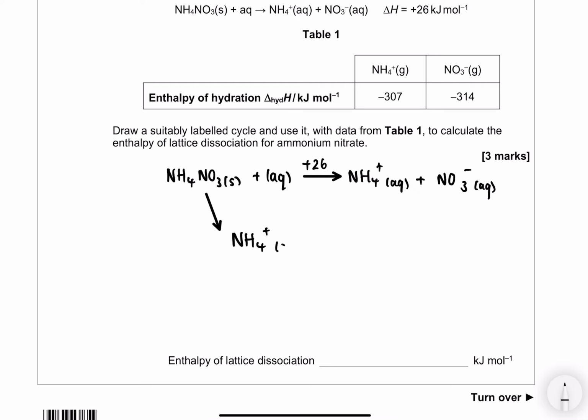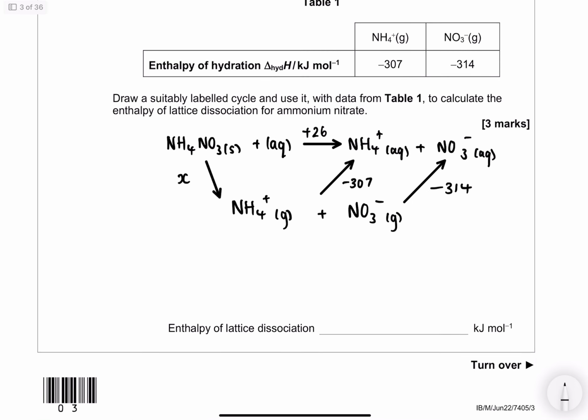Now, state symbols are very important in Hess cycles because changing state takes energy. So it is really important that we put these on. This is our unknown, X, the one we're trying to find out, the lattice dissociation. We've been given hydrations, and hydrations are when gaseous ions become aqueous ions. So we've got the ammonium ion, minus 307. We've got one of those, and then we've got the nitrate ion at minus 314.